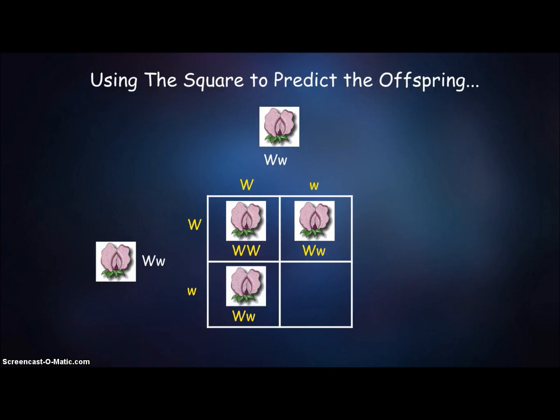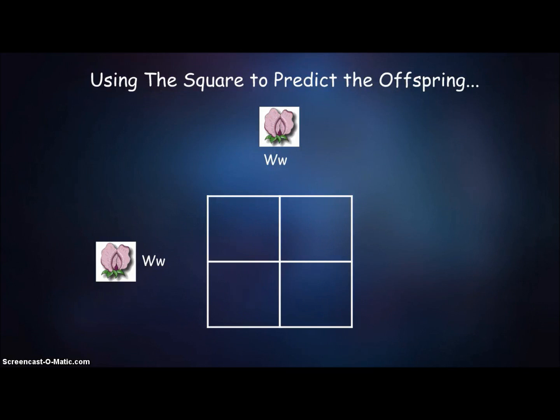So far, 3 out of 4 of the possibilities are purple-flowered offspring. But in the last square, we can see there's a lowercase w on the left-hand side and a lowercase w up top, and that cross-references to lowercase, and of course that is a white-flowered plant.